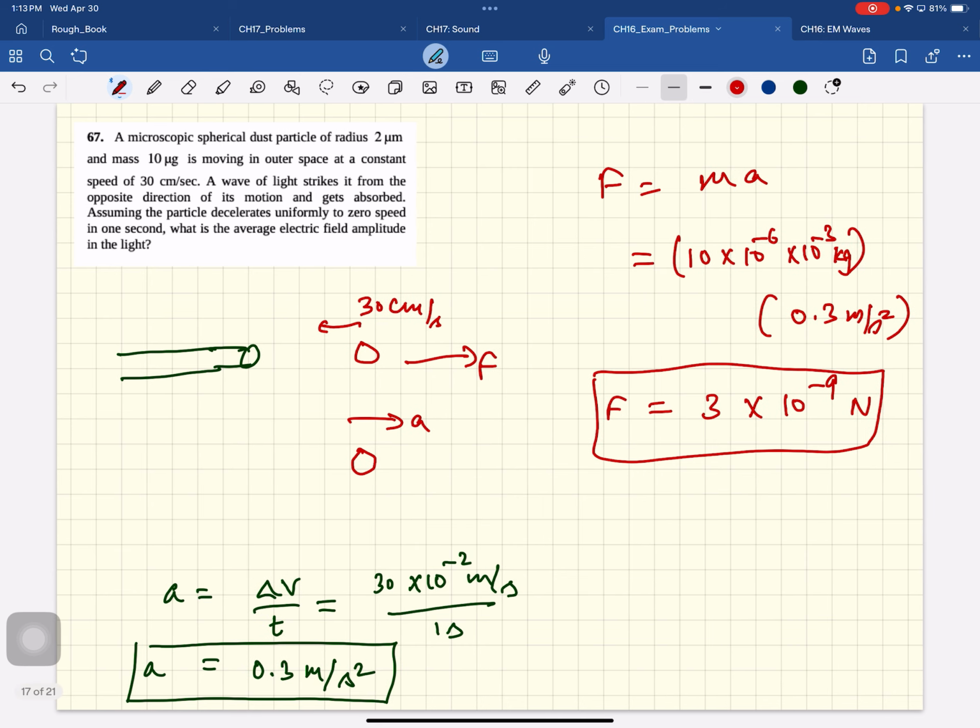The force that the beam exerts when it's absorbed is pressure times area. The pressure exerted is the intensity of the beam divided by C. So here's the formula.